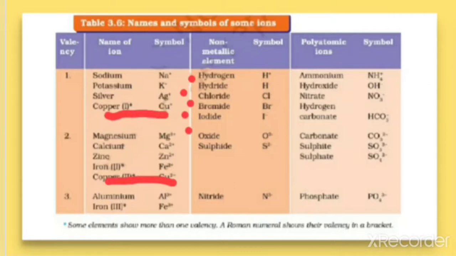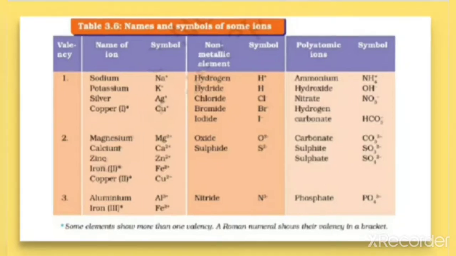Similarly, you can find magnesium 2 positive, therefore 2 valency, calcium 2 positive, therefore 2 valency, like this. So the valency you can easily learn when you have learned the ions. If you have learned ions with their charges, you can easily learn their valency.